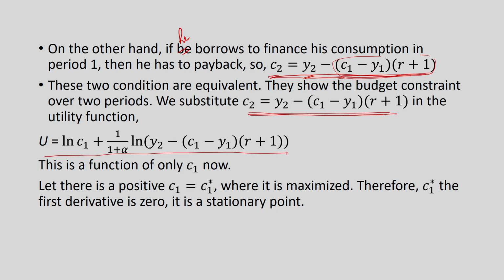Now, let us try to see whether you can solve this. Let there be a positive C1 which is equal to C1 star where it is maximized. So, this is just an assumption. Therefore, at C1 star, the first derivative is 0, because we are assuming that it is an interior point, that is, it is not at the border, and the function is obviously differentiable. So, we can very well say if it is a maximum, then the first derivative has to be equal to 0. That basically means it is a stationary point.